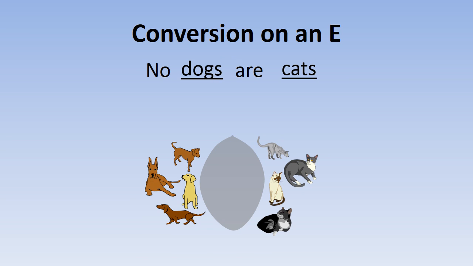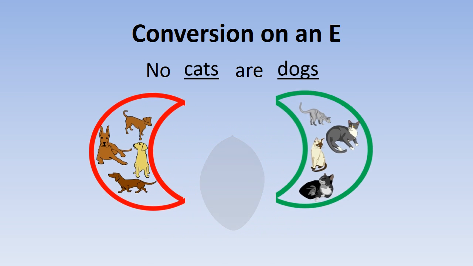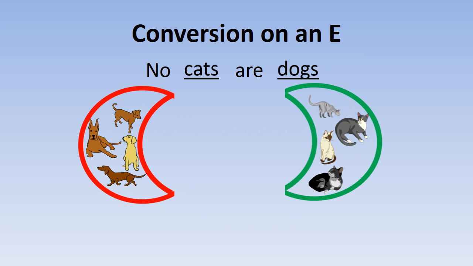Now let's try conversion on an E sentence. No dogs are cats. That's a good one to try. What that tells us is that nothing is in the overlapping category between the two. And if that's the case, no cats are dogs. Just that simple. What it tells us really is that the categories of dogs and cats are completely distinct, with no common ground in between them.